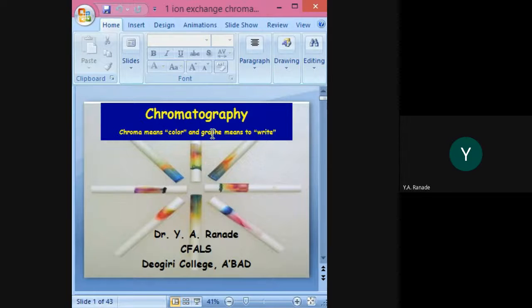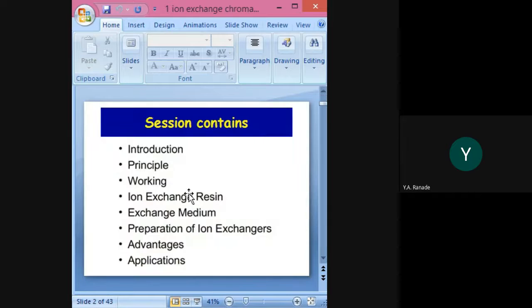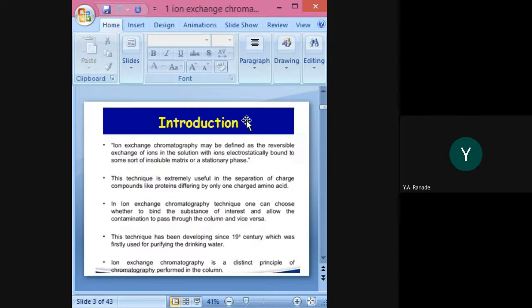Before, chromatography is the writing with colors technique, and the separation it depends upon is the different physicochemical or ionic behavior of the biomolecule. So in this session we will have a quick review on the aspect of ion exchange chromatography.